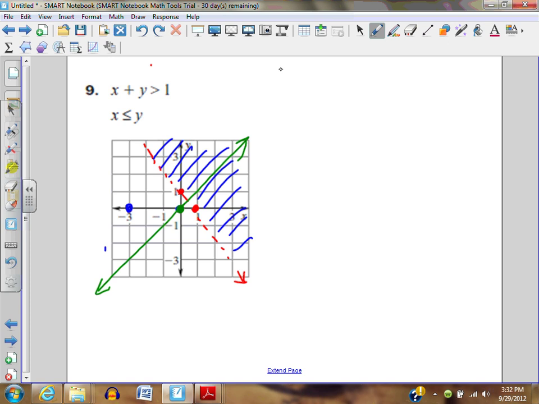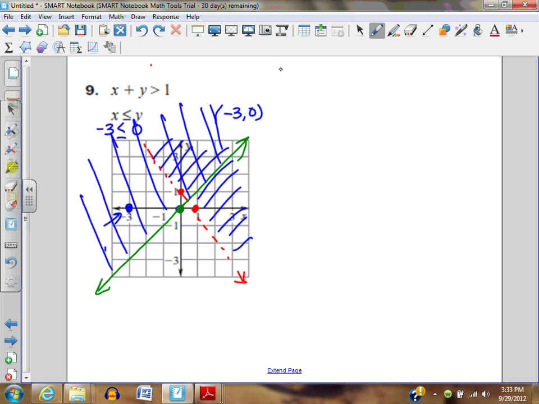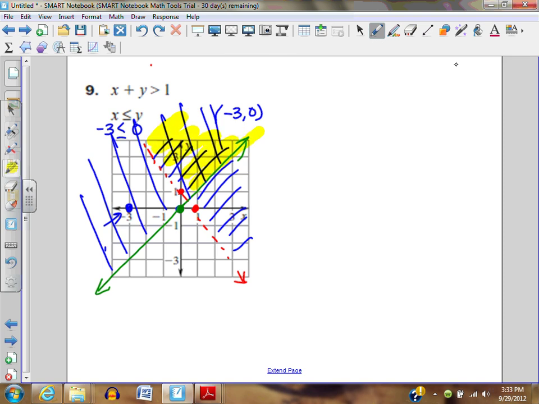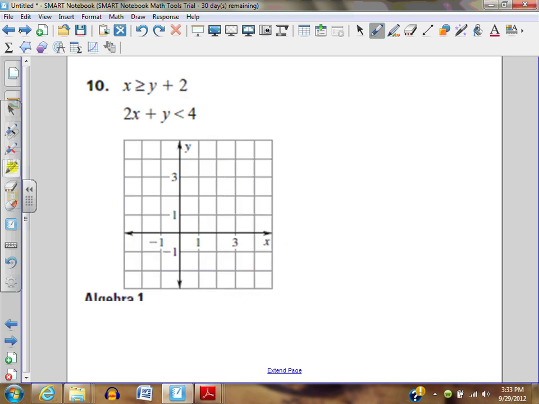I think I'll do -3, 0. So when x is -3, y is 0. I'm going to try this point to see if this is a direction in which I should shade. So I put -3 in for x. I put 0 in for y. Is -3 less than 0? Hey, it is, right? That means that I need to shade everything on that side of the green line. That means my area of intersection for both graphs is right there. There's my little area that all points inside there will satisfy both the solutions.